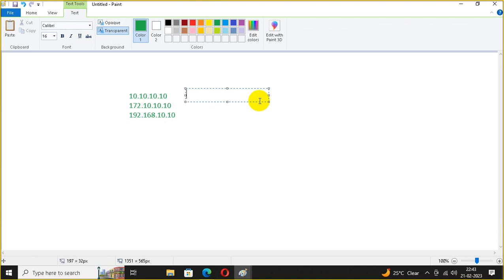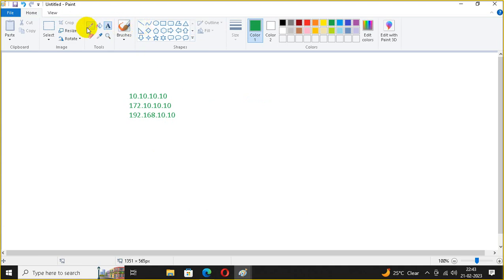So if it is 1 network and 3 host, how much is the host value? Let's understand the concept. First of all, tell me how many bytes we have. 4 bytes: 8, 8, 8 and 8. So if I have it, how many network bits are there in class A? How much?